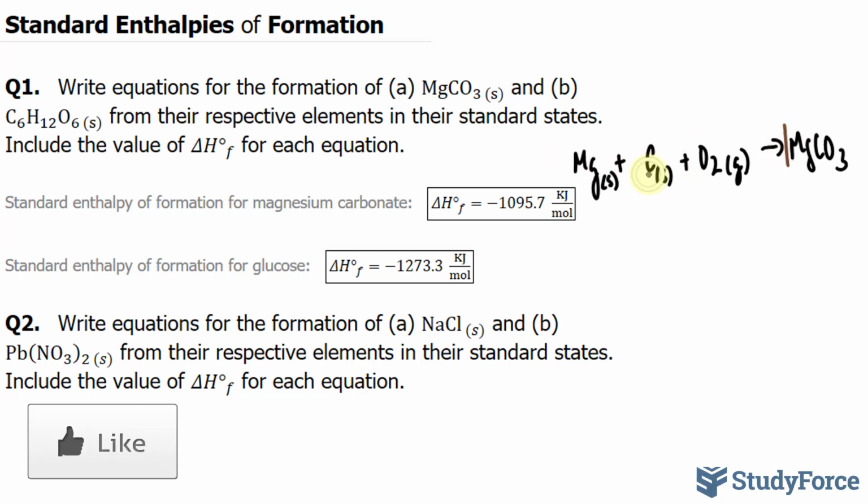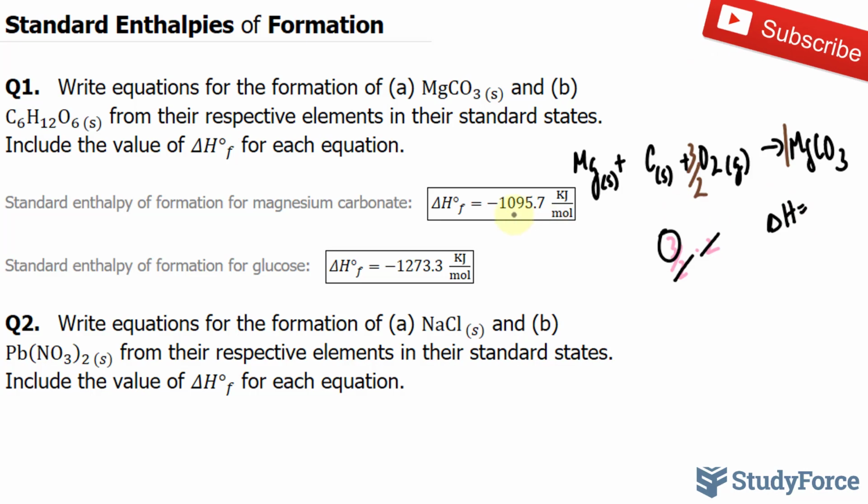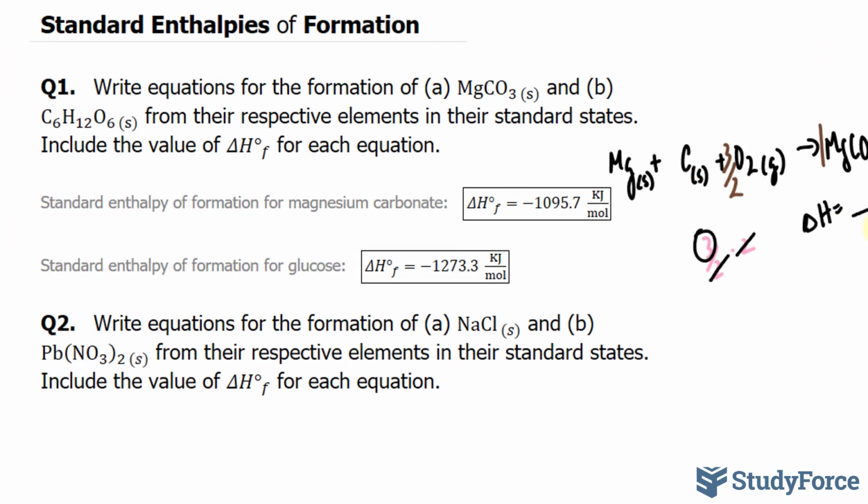Magnesium is balanced, carbon is balanced, but oxygen is not. But if I multiply O2 by 3 over 2, multiplying 3 over 2 with 2 cancels out the 2's, leaving you with 3 oxygens. This is the correct balanced chemical equation. The question also wants us to include the value of delta H formation. That can be found in any index. The index that I'm using is shown right here, so you would include delta H and this number right here. That's the answer to part A.